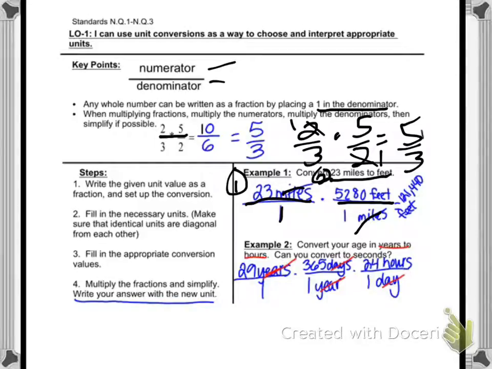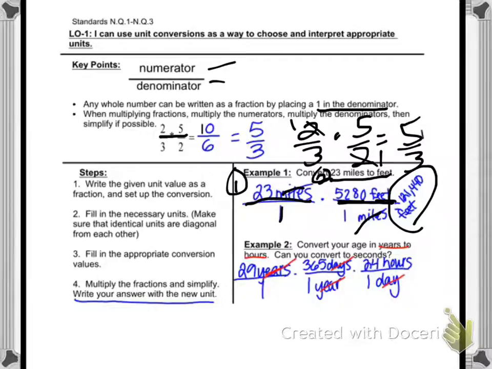Okay, fill in the appropriate conversion values. Now we're going to have feet. We have feet remaining. Multiply the fraction. So now we're going to multiply 23 times 5,280. You get 121,440 feet.